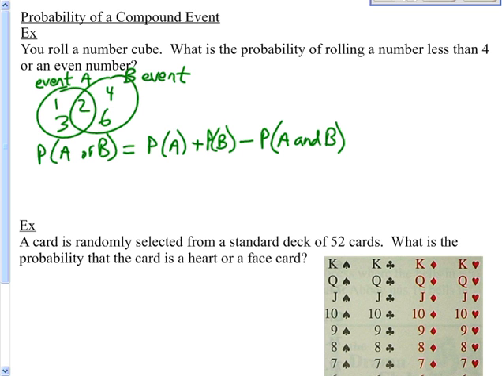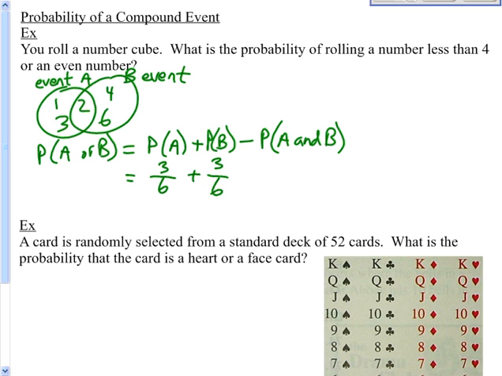Okay, so we have the probability of event A: any number less than 4. So I have the numbers 1, 2, or 3, so 3 out of my 6 numbers on a number cube. That's my probability of rolling a number less than 4. Now the probability of rolling an even number also happens to be 3 out of 6, right? 2, 4, or 6. But you notice I've double counted the 2.